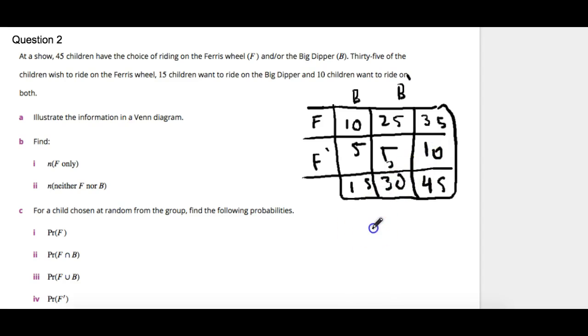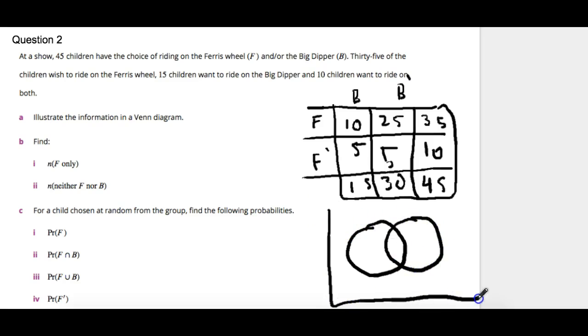Okay, and then let's do the Venn diagram. Okay, so the intersection is 10. Then that's 5. Oops, what am I doing? Oh, let's label it first. I should have done that. So that's Ferris wheel, and that's Big Dipper. Okay, so 10 like both for the Ferris wheel. What have we got? 25.